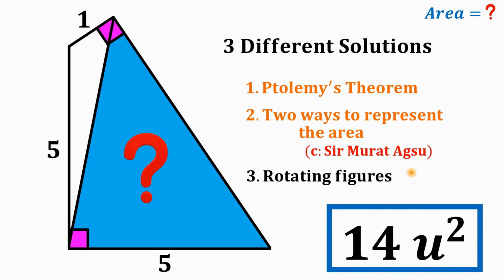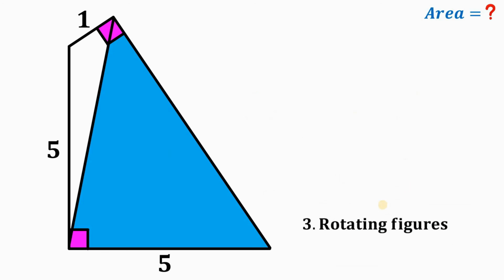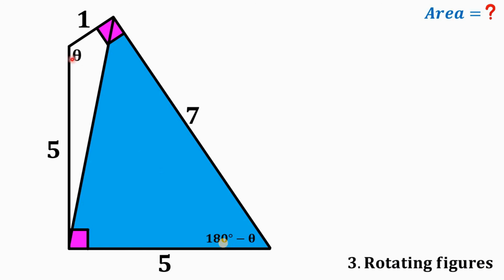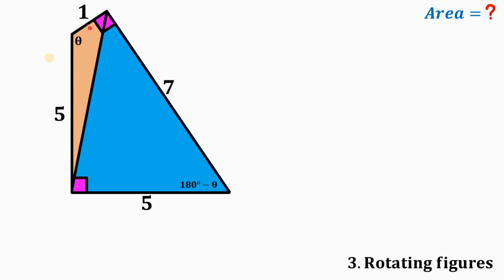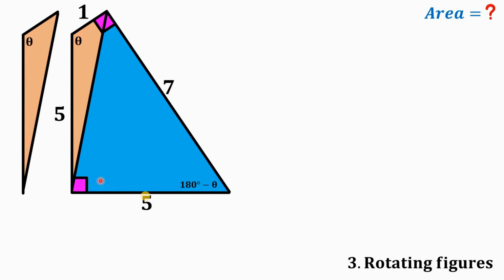Thanks to Sir Murat Aksu for sharing your wonderful solution with us. Now, let's have my third solution. This is my favorite, rotating figures. So let's begin. One thing is for sure: if we call this theta, this angle must be 180 degrees minus theta. At this point, the key in this solution is this triangle. So let's focus on this figure and this triangle. Take note, this side is 5 units, and this is also 5 units. And theta plus 180 minus theta is just 180 degrees.